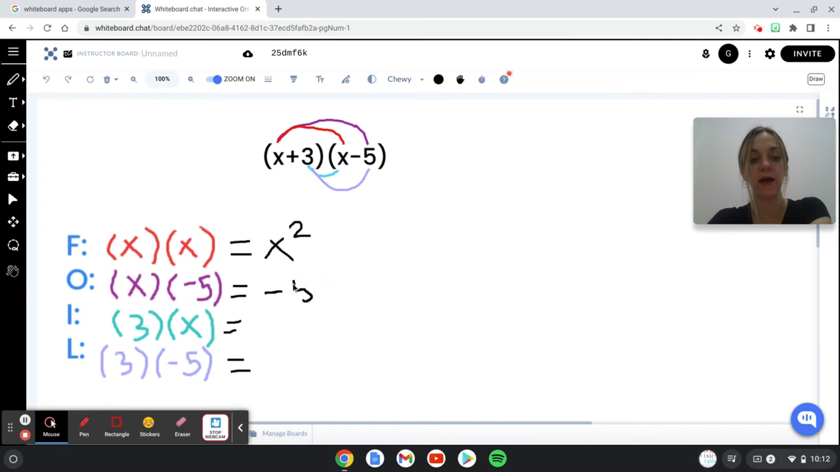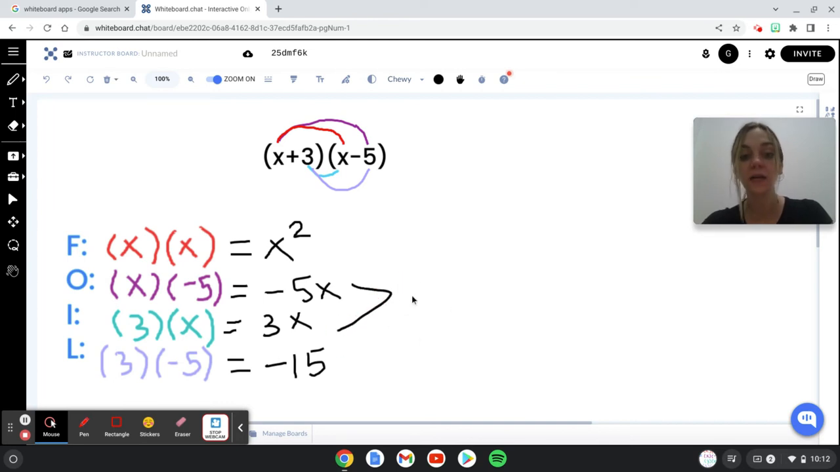just -5x. Next, I have 3 times x for my inside terms, so the very inside, the ones that are touching, 3x. And then I have my last term, so last in the first binomial and last in the second binomial. So the last thing in the first set of parentheses and then the second set of parentheses gives me -15. So we're multiplying.